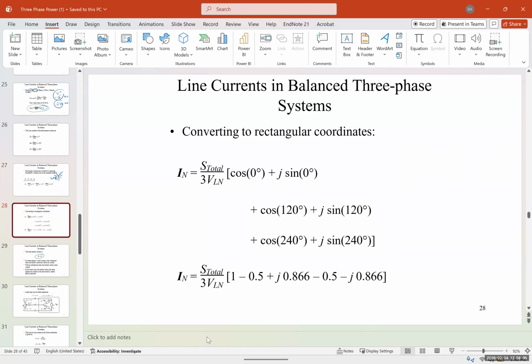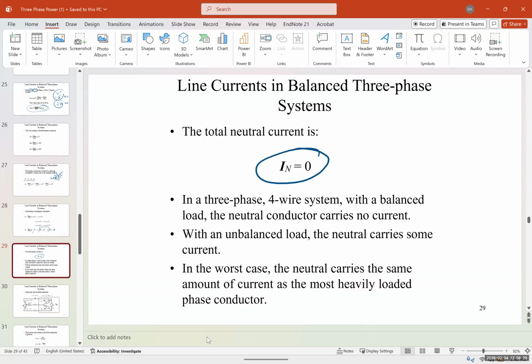Again, this is just a proof. I've converted the phasor to a rectangular form. And when you get that, you're going to reach this equation: 1 minus 0.5 plus j 0.866 minus 0.5 minus j 0.866. So these two will cancel each other. And 1 minus 0.5 minus 0.5 gives us 0. So the total neutral current is 0.